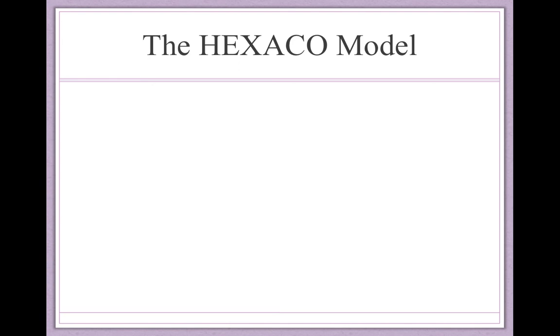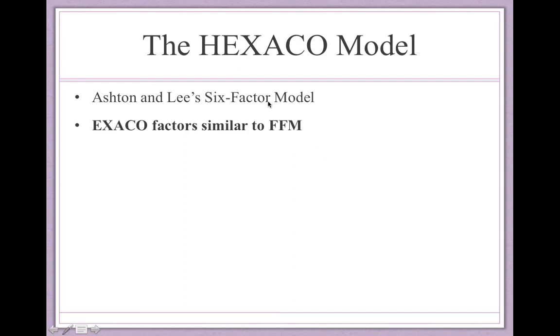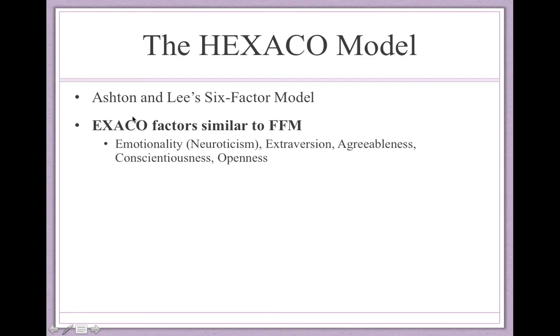So then there is the HEXACO model. This is the third trait theory model that I'm going to talk about, and it is very, very similar to the 5-factor model, like really similar. This is Ashton and Lee's 6-factor model, so there's 6 of them instead of 5. So the EXACO of it, minus the H, are all the same factors of the 5-factor model. These factors don't change. What they did is just slightly reworded them.